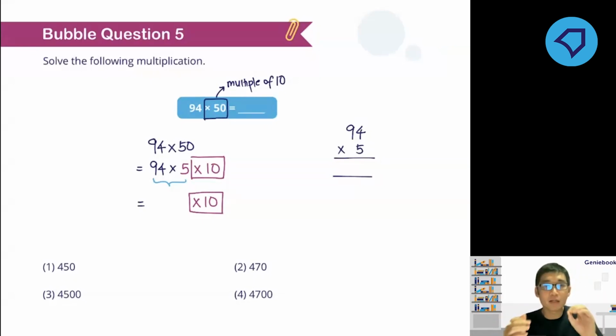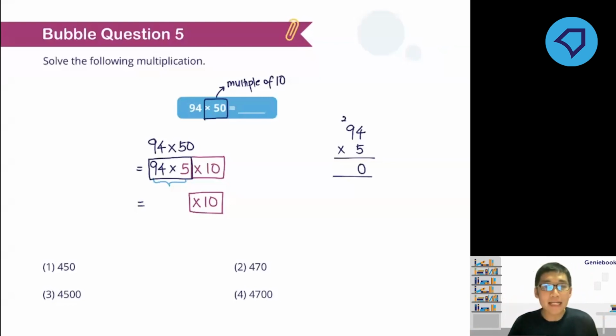So I hope you all understand that the splitting is very important. The splitting of the 50 into 5 times 10 is very important. So now, let's take a look at this part, the 94 multiplied by 5 first. So 4 ones multiplied by 5 gives me 20 ones. 20 ones is equal to 2 tens. So 0 ones, but 2 tens.